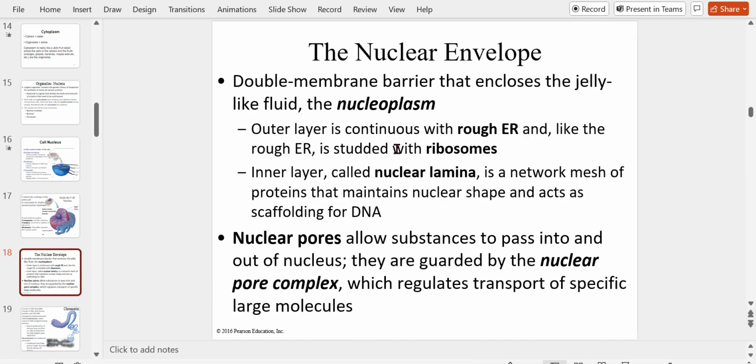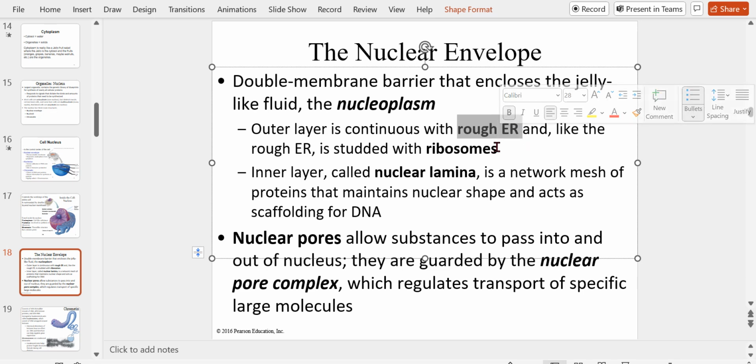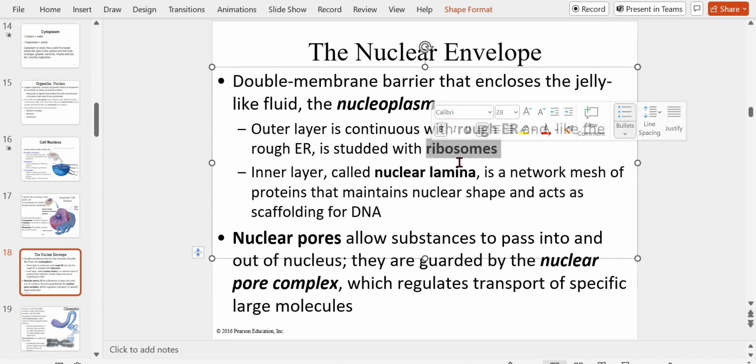The nuclear envelope is a double-membraned barrier that encloses the jelly-like fluid of the nucleoplasm. Outer layer is continuous with rough endoplasmic reticulum, and like the rough ER, is studded with ribosomes. So rough ER, rough endoplasmic reticulum, not smooth. That's a different ball game. That's a different way, even though they kind of have the same name, endoplasmic reticulum. Rough ER has ribosomes studded with it, and ribosomes make protein.